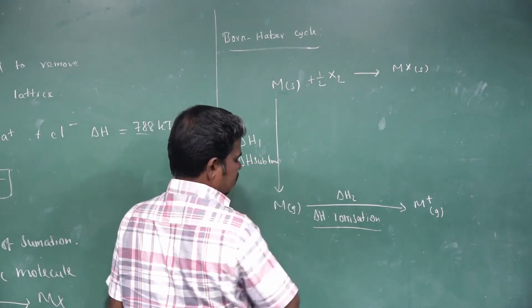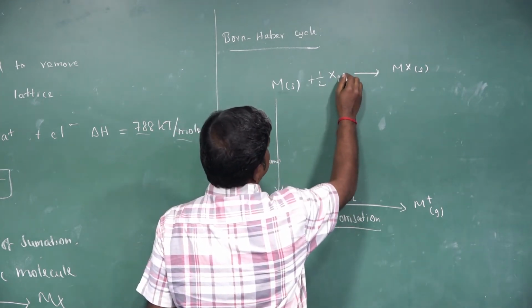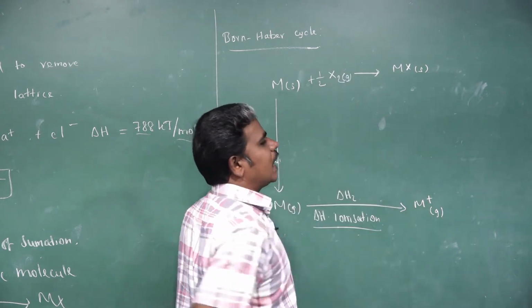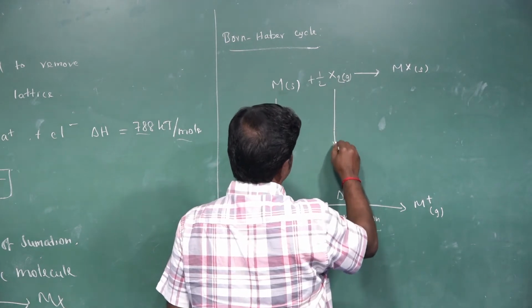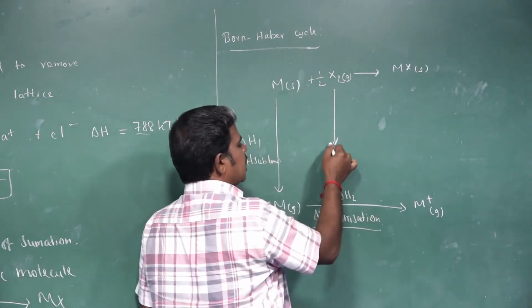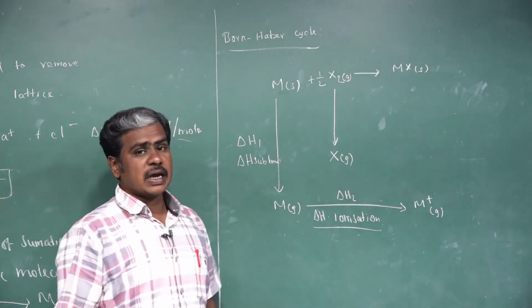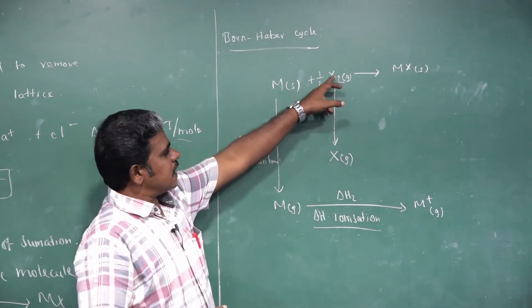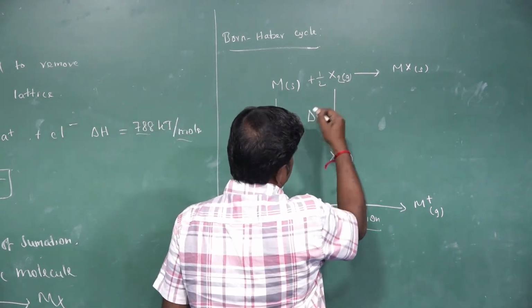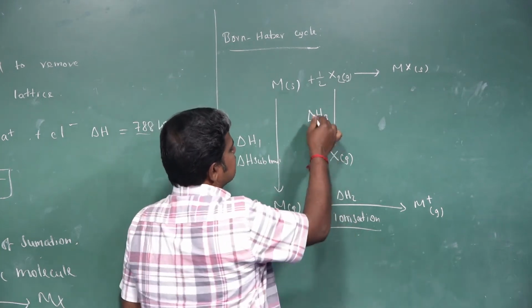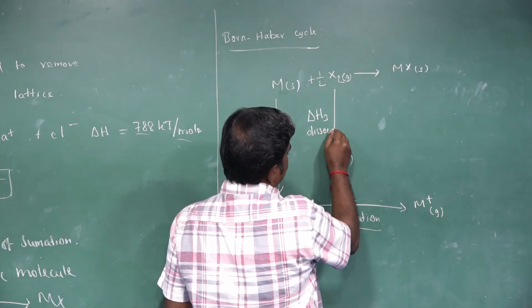Delta H1 refers to the enthalpy of sublimation. Now we take X2, which is also a gas, as all halogens are gases. X2 is converted into X, the halogen gas. This is dissociation, where X2 becomes X. Delta H3 explains the change in enthalpy of dissociation.